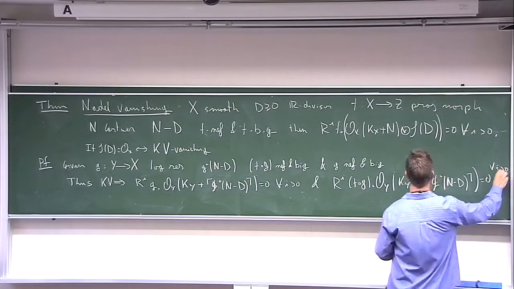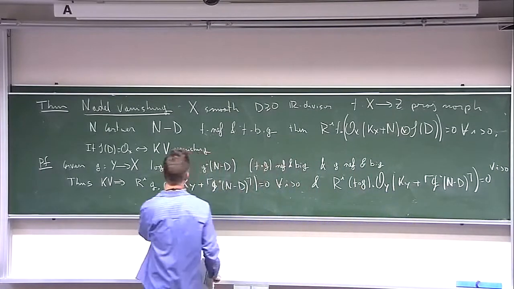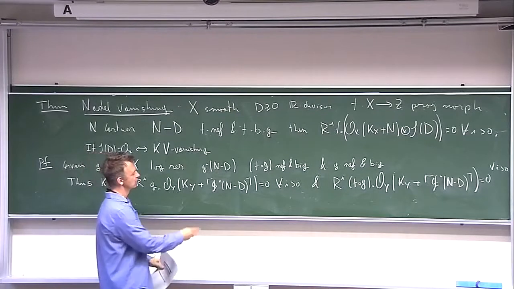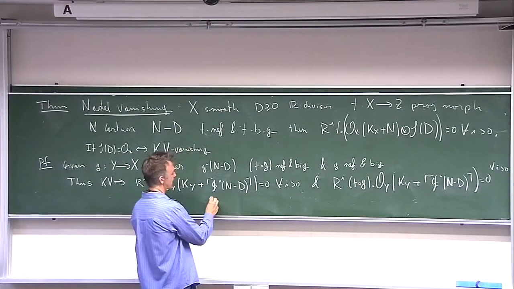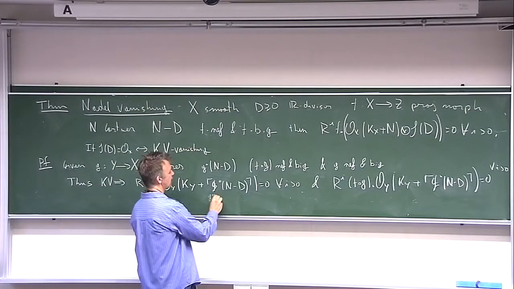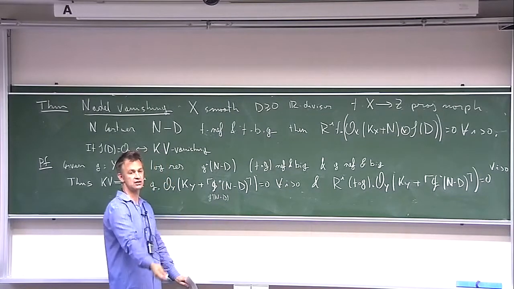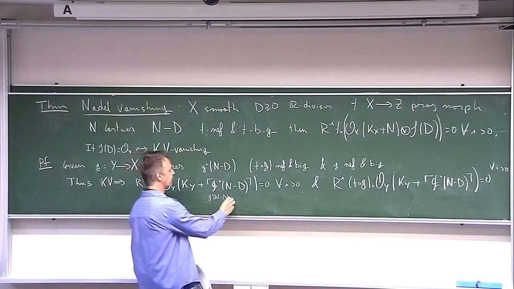So I have to check that Kawamata-Viehweg applies to this. Well, what is the roundup of this? The roundup of this is G upper star of N minus D, which is F-nef and big, or F composed with G nef and big, plus some fractional part.